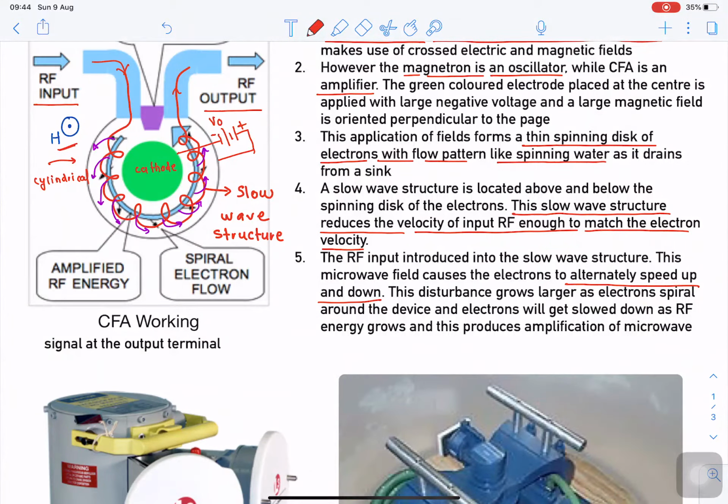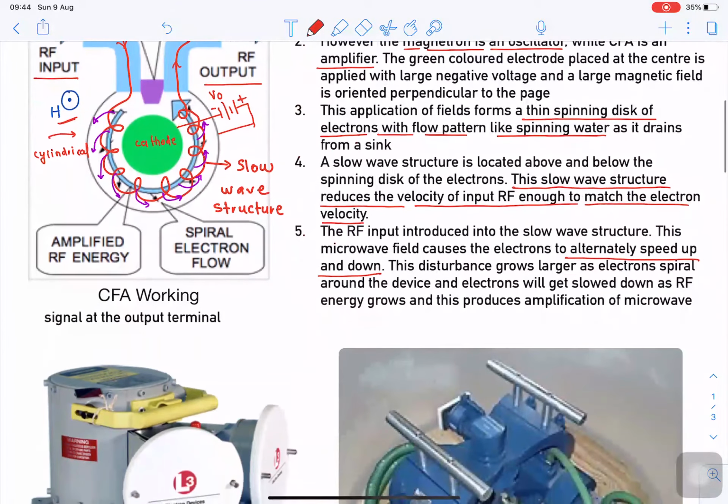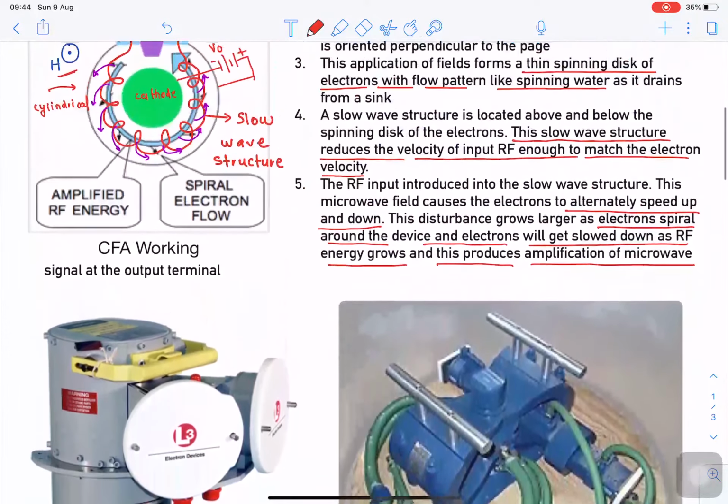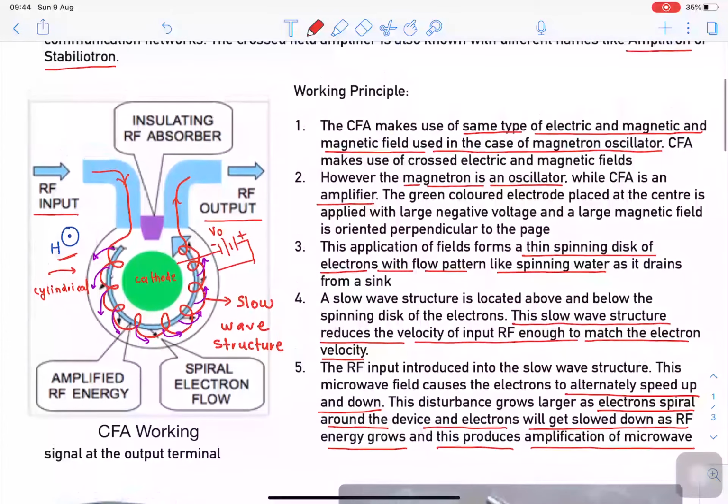But please remember, a magnetron is essentially used as an oscillator, but this particular hybrid tube will essentially act as an amplifier, right? So the disturbance grows larger as the electrons start circulating in a spiral direction around the device, and electrons get slowed down as the RF energy grows, and this produces amplification of the microwave signal at the output terminal. So this is the simple principle of how the cross field amplifier works.